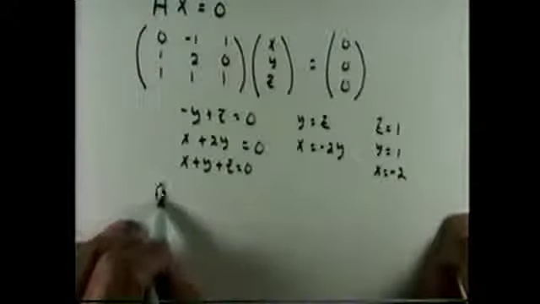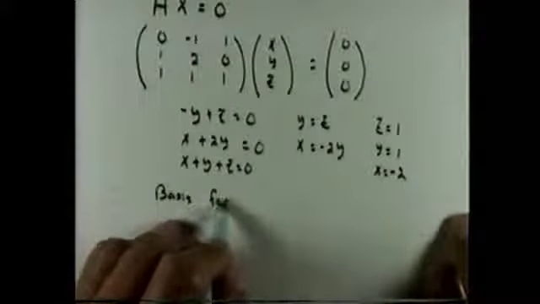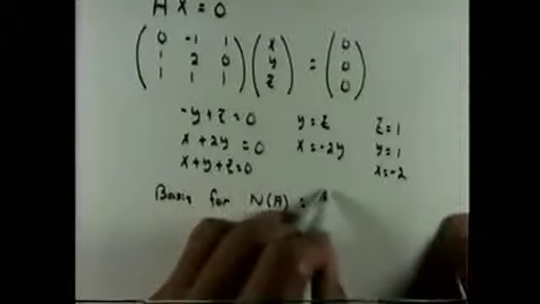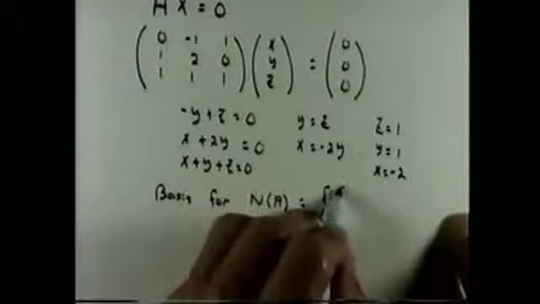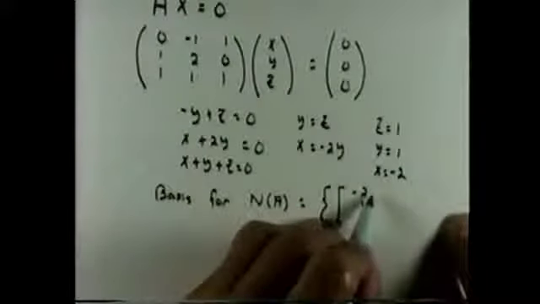So a basis for the null space of A is going to be the set consisting of the vector negative 2, 1, 1.